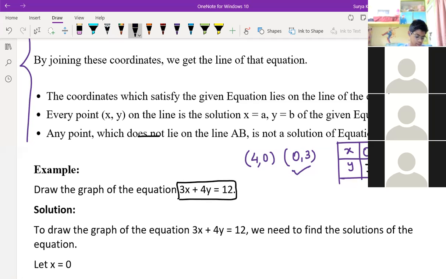So what we need to do here is what I told you. Put x is equal to 0 in the same line equation. If x is equal to 0, what will you get for y? See here, 3 into 0 plus 4 into y is equal to 12. So 3 into 0 is 0 only. So 4y is equal to 12. So y is equal to what? 12 by 4, that is 3. That's it now. Okay, sir.